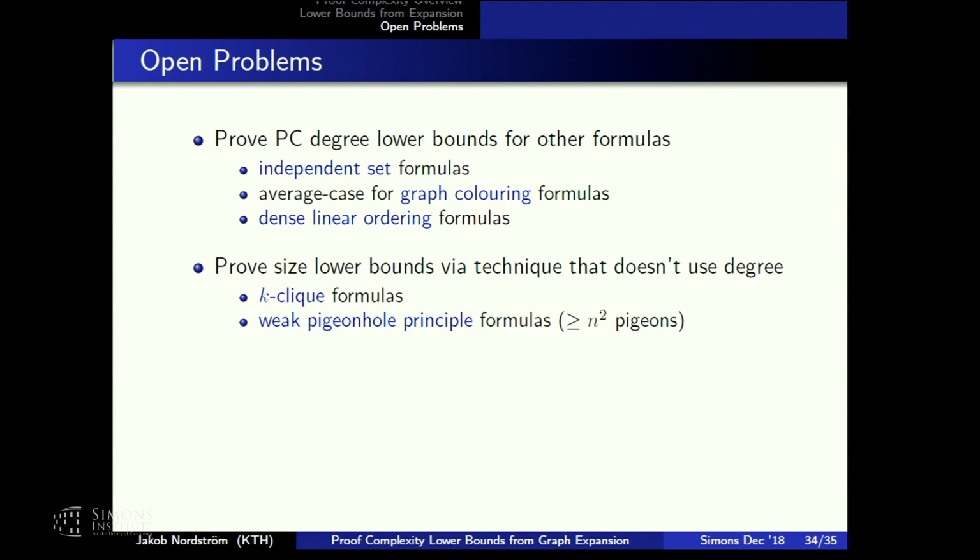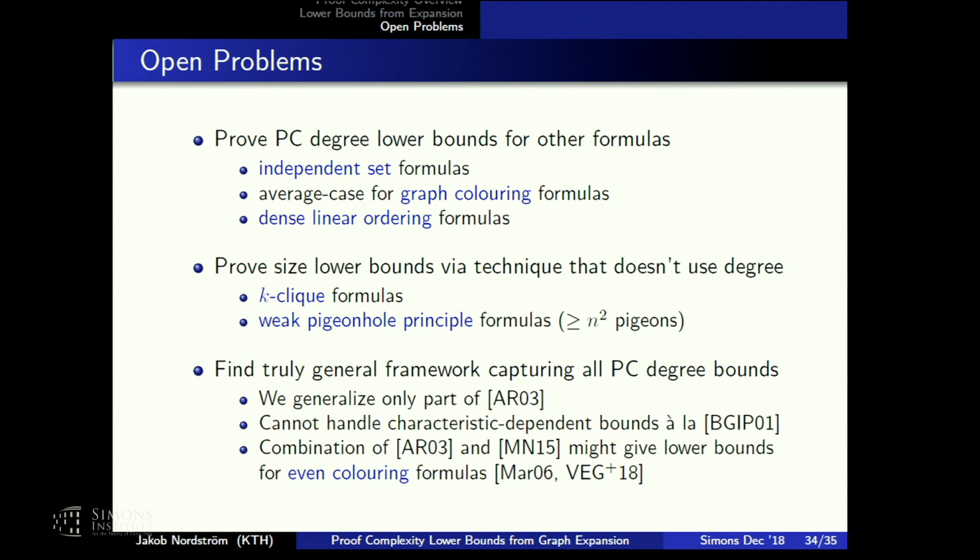We also don't know what happens when you blow up the number of pigeons to be n squared or above, because then the degree lower bound doesn't give us anything. That's another great problem. And as Russell noted, our technique only works independently of the field. Aleknovich-Razborov has another version of the technique that can deal with different characteristics. It would be great if we could somehow merge these 2, because that would allow us to prove some lower bounds that we don't know how to do today.